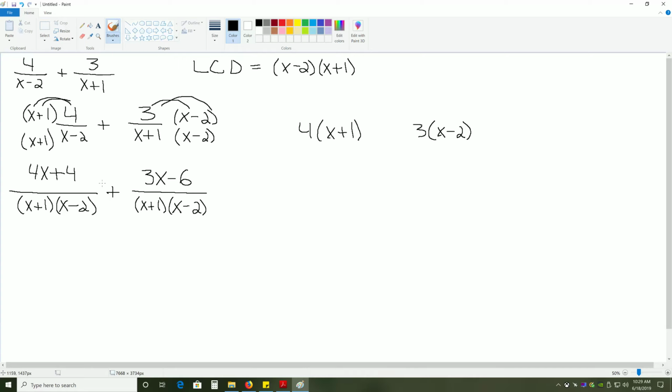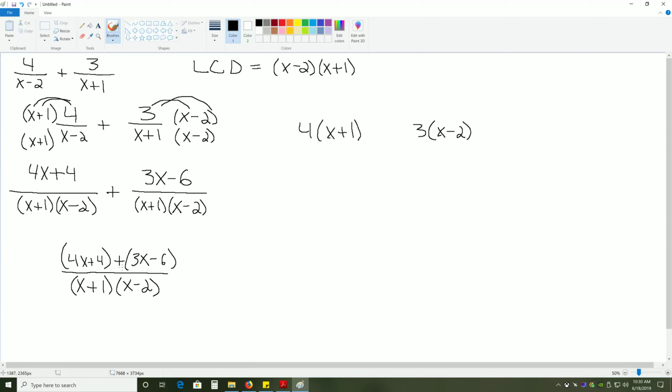Okay, but continuing on with the way we've approached this, now that we have these two fractions added together with our least common denominator, we can now take the LCD and put it under one fraction and simply add the top values together. So 4x plus 4 will be added to 3x minus 6. Just like when you're adding standard fractions together, you add the top values and keep the denominator.